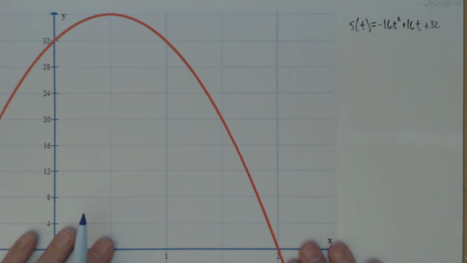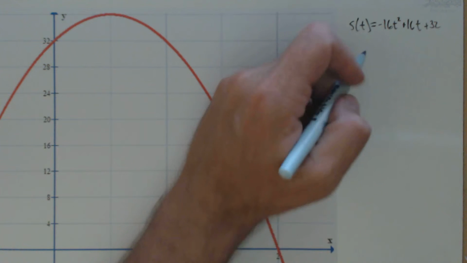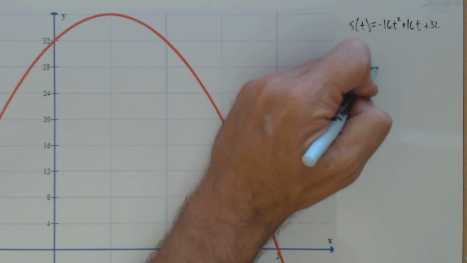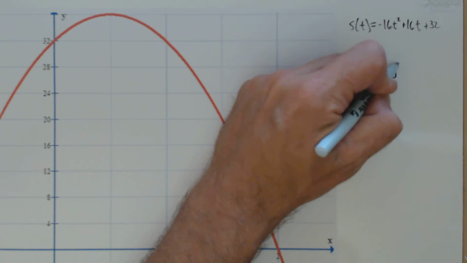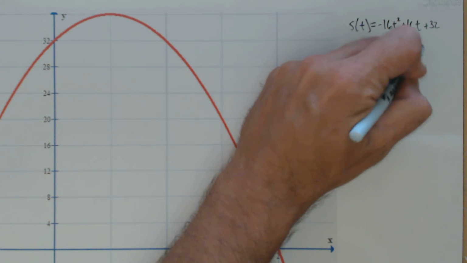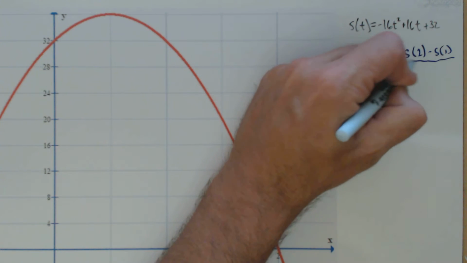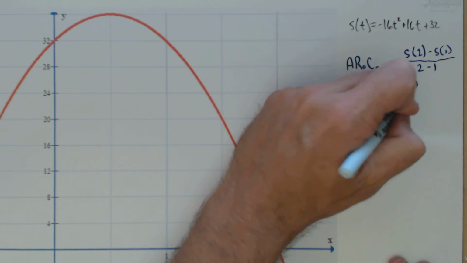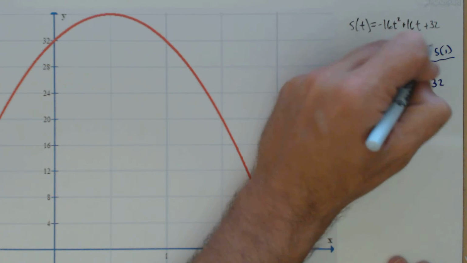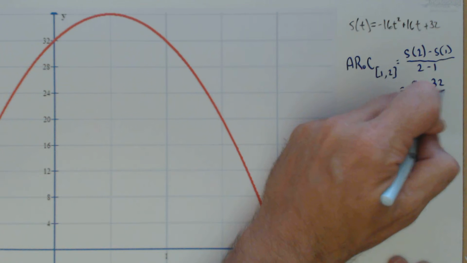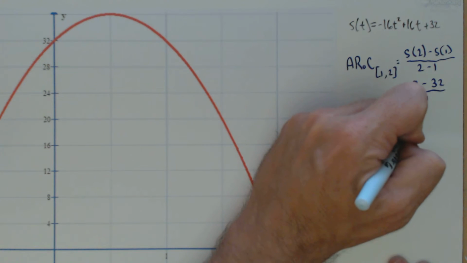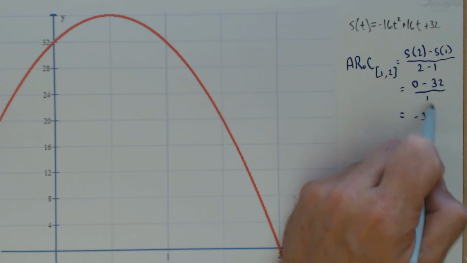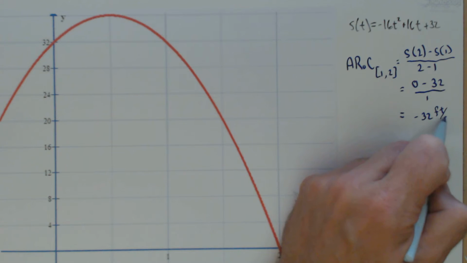So first off, it says compute the average rate of change on the time interval from 1 to 2. So we're going to compute the average rate of change, or in this case it's an average velocity, from 1 to 2. So that's going to be s of 2 minus s of 1 over 2 minus 1. Now, s of 2 is equal to 0. S of 1 is equal to 32. Those just come from putting those inputs into our function. Over 2 minus 1, which is 1. So we get negative 32. And now our units on this negative 32, our output was in feet, our input was in seconds. This is negative 32 feet per second.